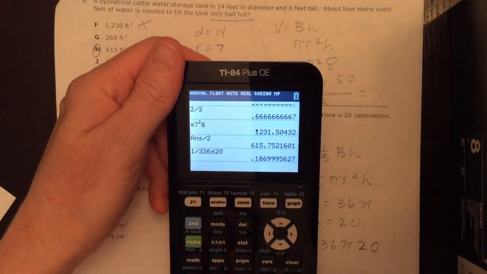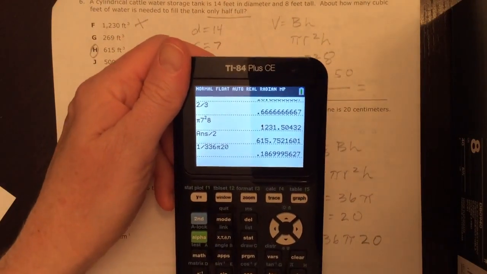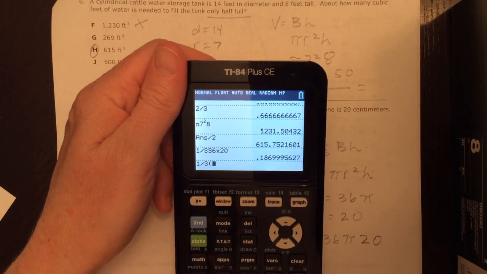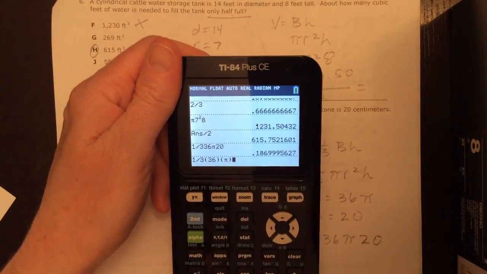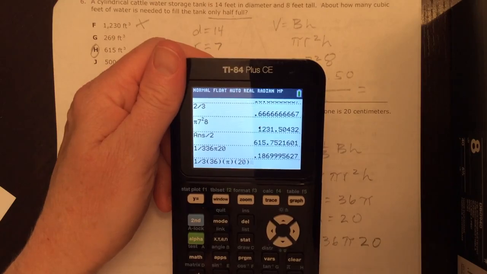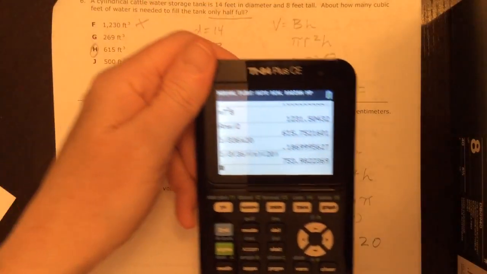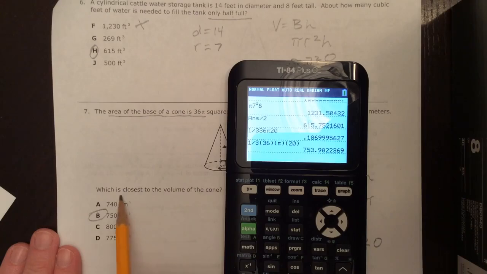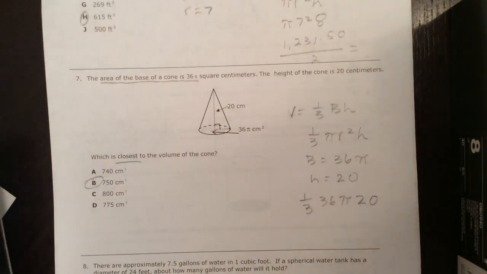Oh, I put in the wrong number. Hold on. 1/3 times 36 pi times 20. 753. And your answer is B. That is closest to it. Number 8.